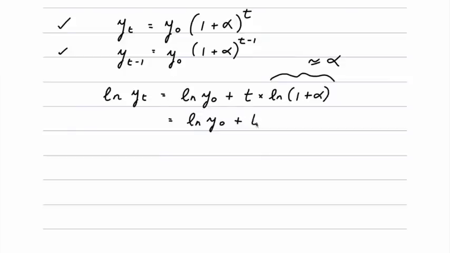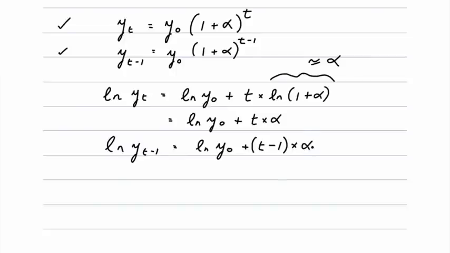plus T times alpha. Now, I can do exactly the same transformation with the previous value for GDP, which will give me the natural log of the initial value of GDP plus, not T, but T minus 1 now, multiplied by alpha.